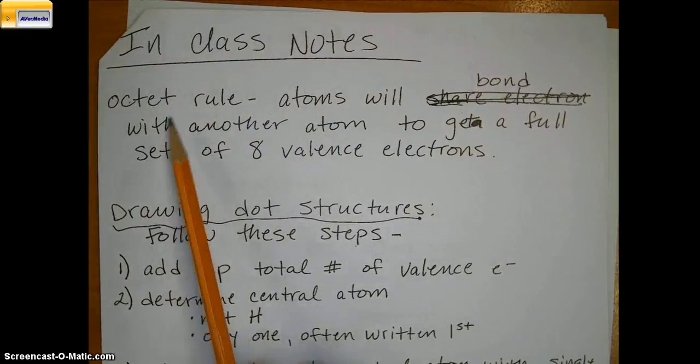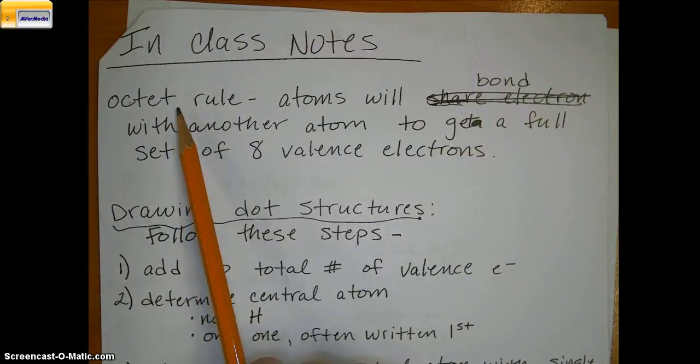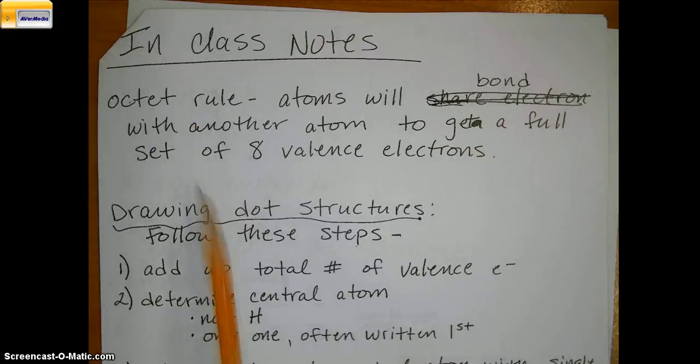The first definition we're going to look at is called the octet rule. Basically it says atoms will bond with another atom to get a full set of 8 valence electrons. And we're going to look at different types of bonding. In this particular unit, we're talking about covalent bonding. As you learned in the notes, covalent bonding is all about sharing electrons. In our unit, the atoms are going to share their electrons with another atom to try to fill up their valence shell. Okay, that's the octet rule.